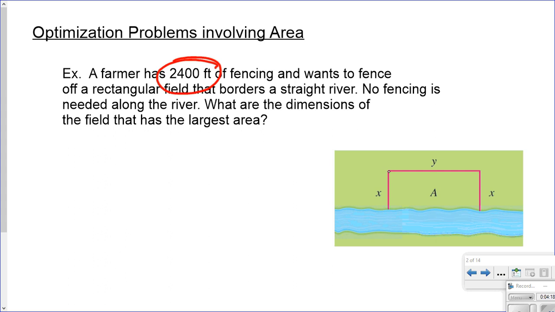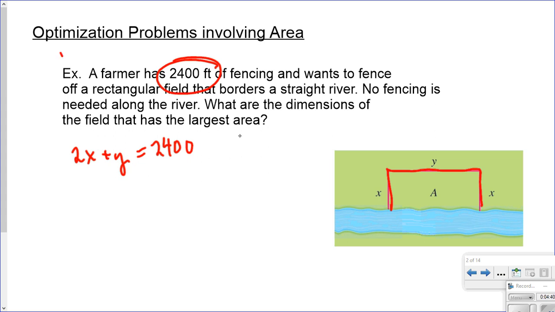So his fencing is going to go along this area. Now that's perimeter. It's a modified perimeter formula. That's going to be 2x plus y, and that's going to equal 2,400. Okay, now I'm going to introduce our first term here when we talk about optimization problems.